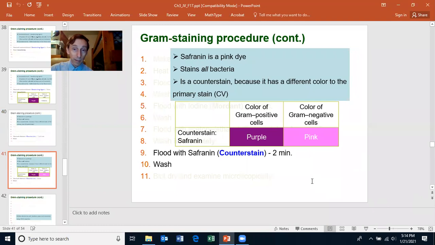The color of the gram-positive cells, they will continue to look purple. Even though there is safranin in the cells, they will look purple from the crystal violet. And it's just that our eyes focus in on the more intense color. If you look at the gram-negative cells, they will look pink.